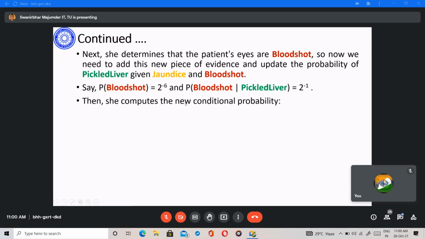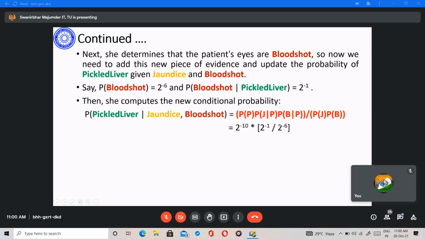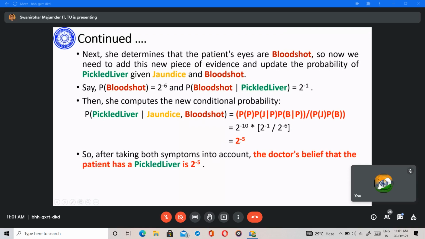Now what I do? Now I compute the new conditional probability. Pickle liver with jaundice and bloodshot together: this is 2 to the power minus 10 for pickle liver and jaundice, and then we have 2 to the power minus 1 and 2 to the power minus 6 for the bloodshot and for bloodshot and pickle liver together. So now the new probability is 2 to the power minus 5. अभी और probability increase हो गया. So taking both the symptoms into account, the doctor's belief that the patient has pickle liver is now becoming 2 to the power minus 5.